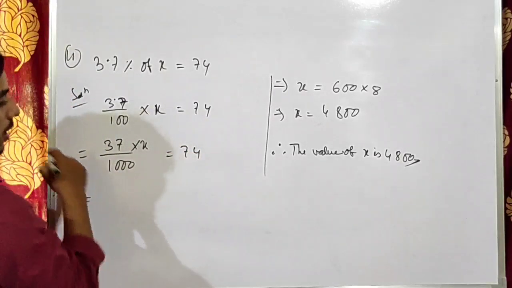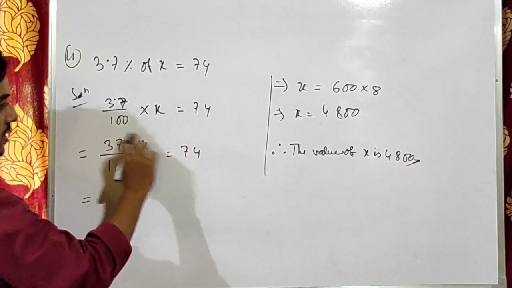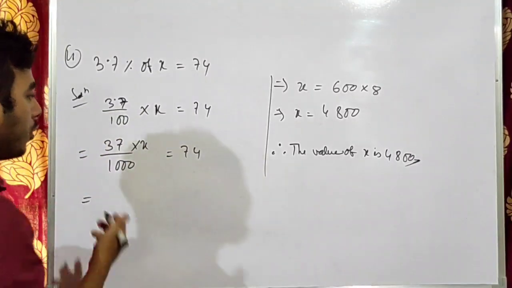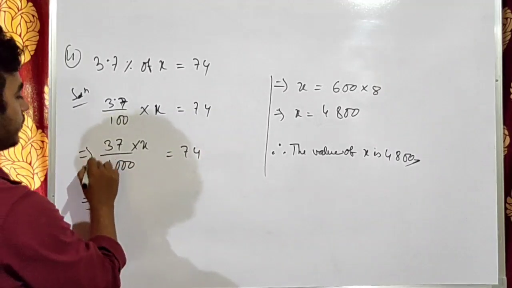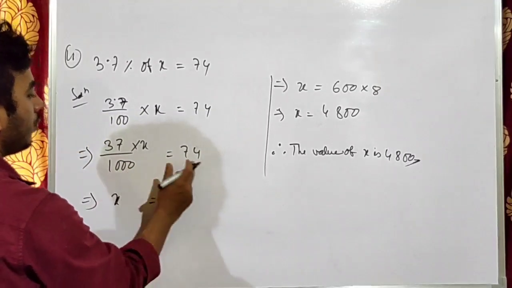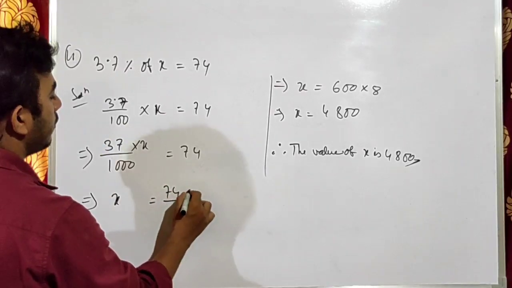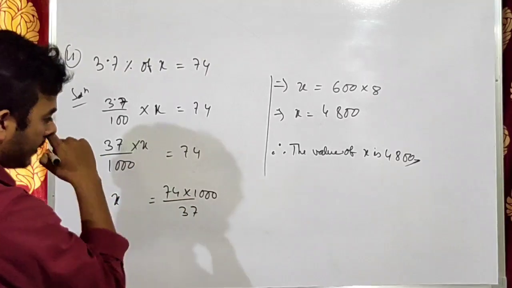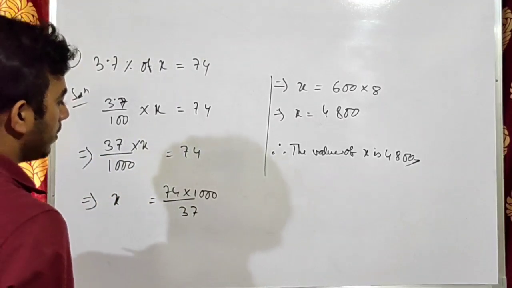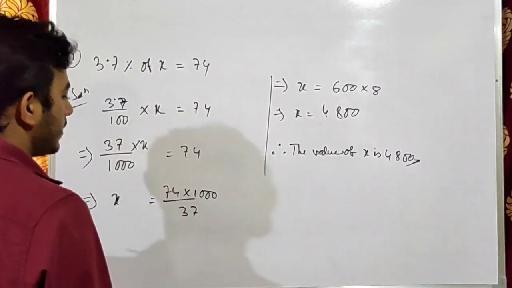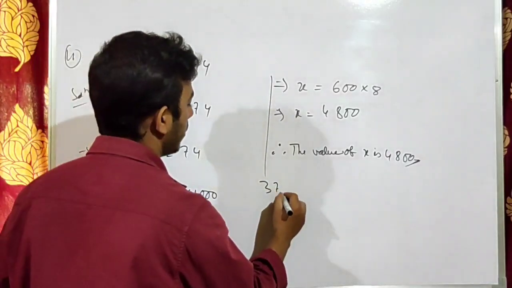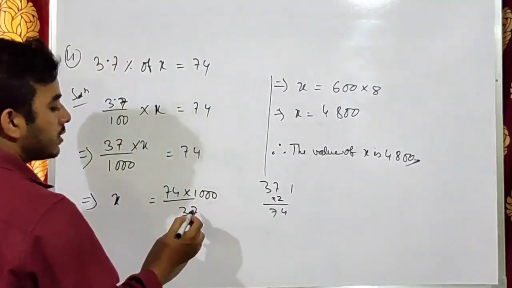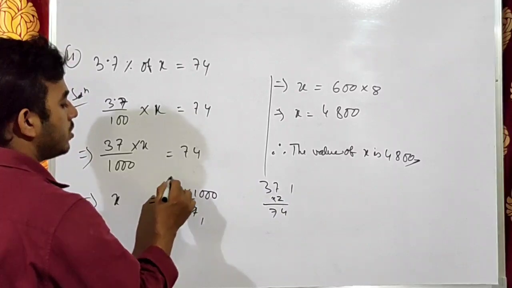After this clear? Okay, now look, we have to change this side. This fraction is multiplied with x, isn't it? So when you change the side, it will get divided. If we cross multiply also, x will be 74 into 1000 divided by 37. After this clear? Now 37 into 2 is how much? 37 into 2 is 74. So we can cancel. 37 into 1 is 37, 37 into 2 is 74.